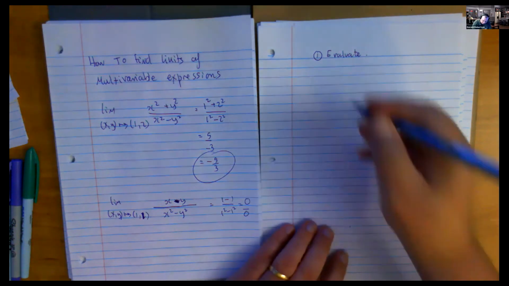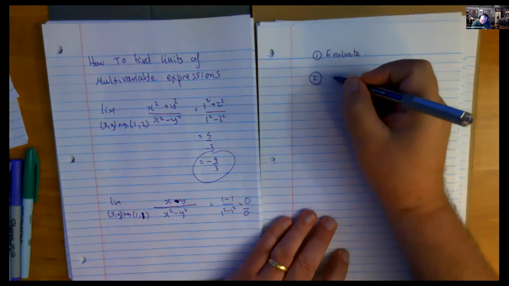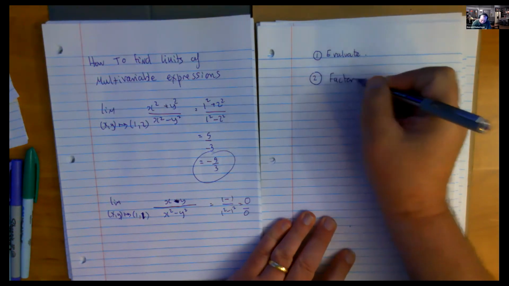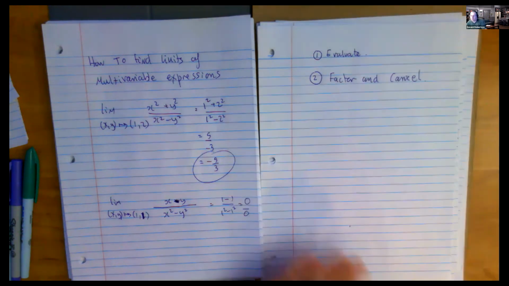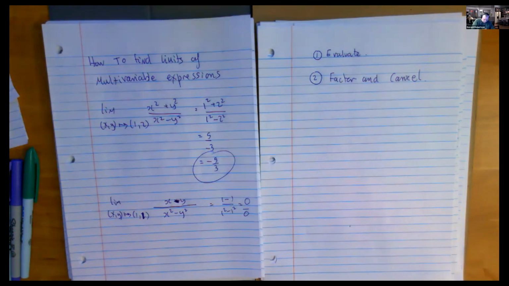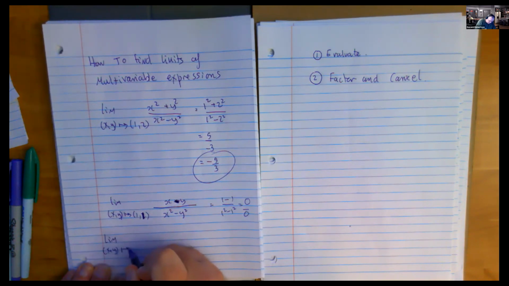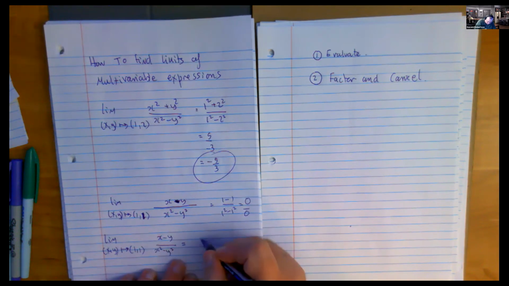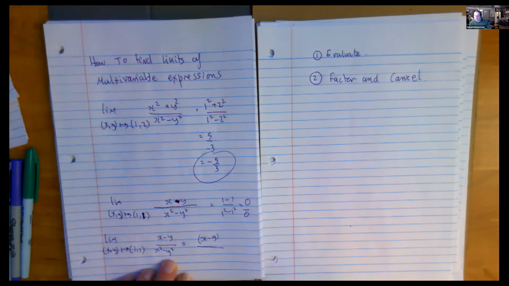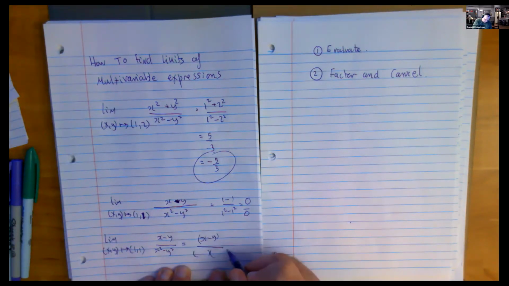So we are going to use method 2. Depends who you ask, but if you ask me, I call this method factor and cancel. So we're going to look at the limit as (x,y) becomes (1,1). Top is that. Bottom is that. And we're going to factor. Okay, can you factor x squared minus y squared? Sure can. Do you know what it is equal to?